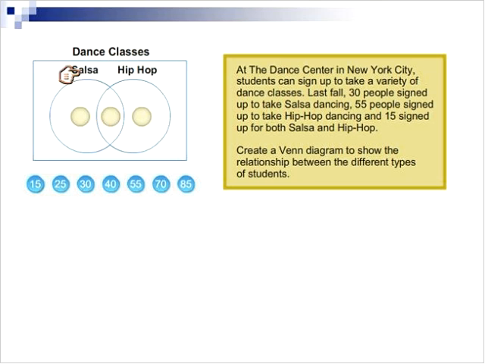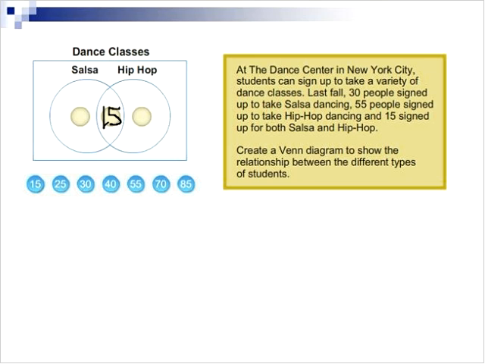Now, here, this part of the circle would be only the people who like salsa dancing, and this part of the circle is only for people who like hip-hop dancing. So I generally start by filling in the people who like both, the overlapping part right here. Looking at my problem, it says last fall, 30 people signed up to take salsa dancing, 55 for hip-hop, and 15 signed up for both. So I'm going to start by putting 15 in the middle here.